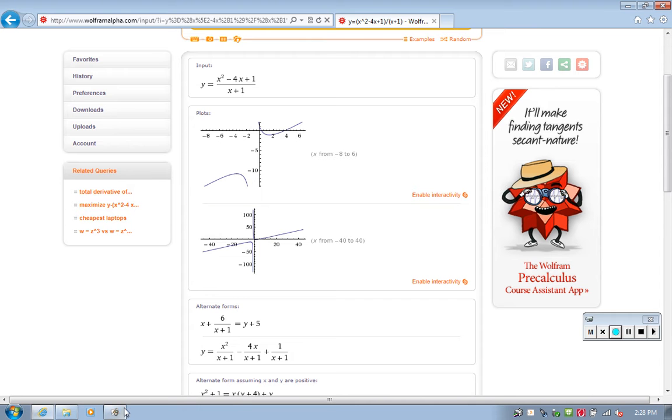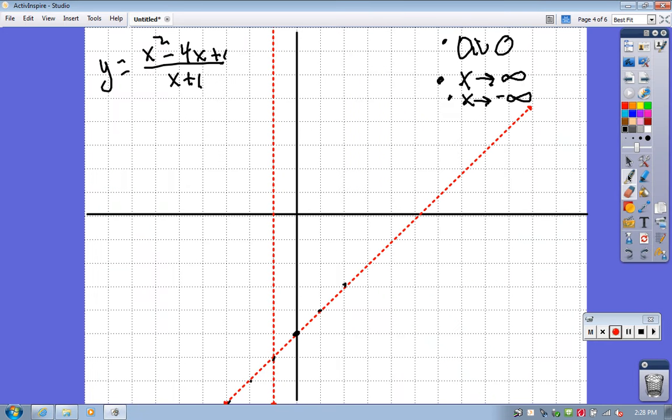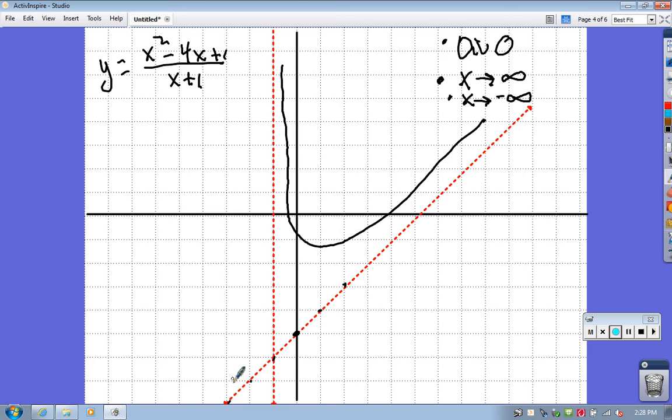And my graph is a little off from theirs, but it's going to be in there. And if I had more room, I'd show it. But since I don't, I'll just kind of sketch that in there. Great. So again, slant asymptotes happen when this degree is one more than that degree.